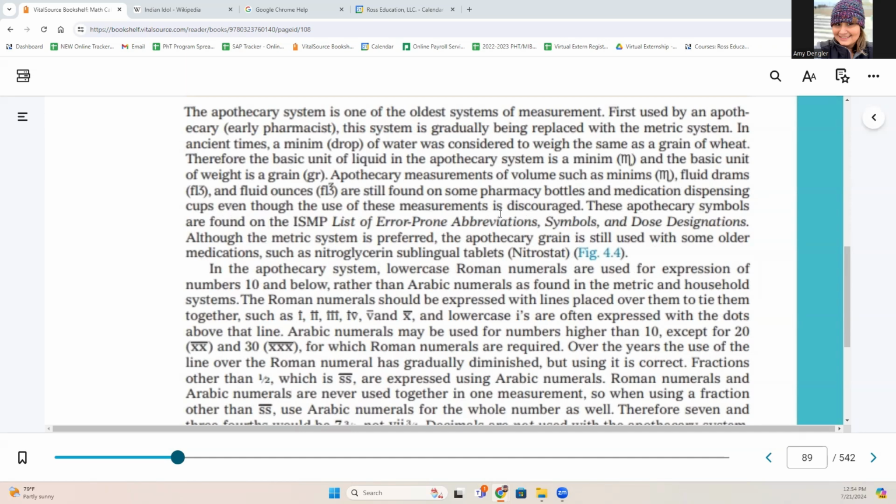And you can see all the different symbols. So we have the M there for minims, the fluid drams, it's FL with that bigger looking 3, and then fluid ounces, which is FL with that 3 with a Z on top. And they're still found on some pharmacy bottles and medication dispensing cups, even though the use of these measurement systems is discouraged. So if you look at the amber bottles for liquids at your pharmacy, you'll see that they do still have the apothecary symbols on them.